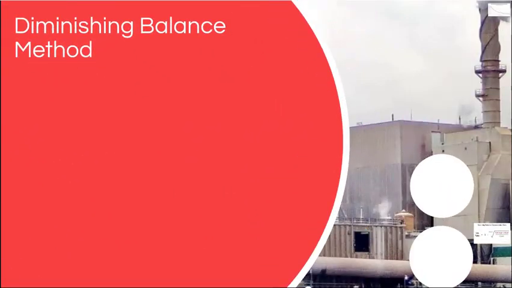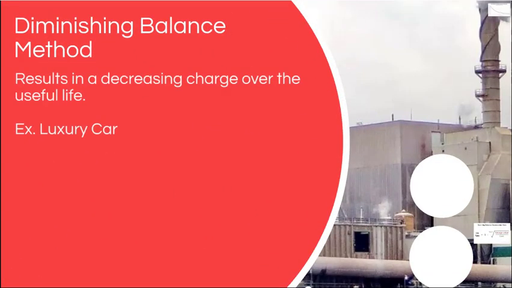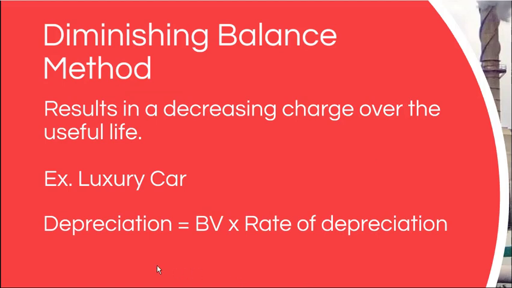Then we'll discuss the diminishing balance method. Under diminishing balance method, asset is expected to be depreciated at a high value at the beginning of the usage, and as the time passes the amount of depreciation is going to be reduced. For example, when it comes to consider luxury car, when the luxury car is registered and start usage, its value is reduced at a high amount.